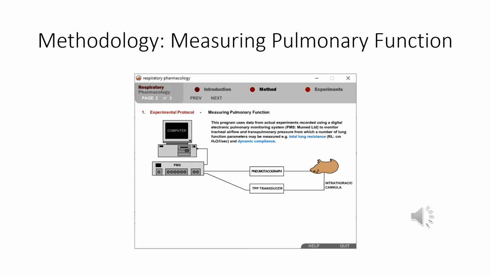The experimental protocol for measuring pulmonary function. This program uses data from actual experiments recorded using a digital electronic PMS to monitor tracheal airflow and transpulmonary pressure. The pneumotachograph measures the tracheal airflow, whereas the TPP transducer measures the transpulmonary pressure.